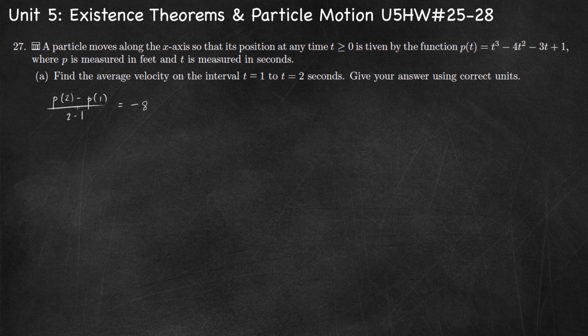Now the position is measured in feet, so change in position is feet divided by the change in time, and our time is measured in seconds. So our units are feet per second.